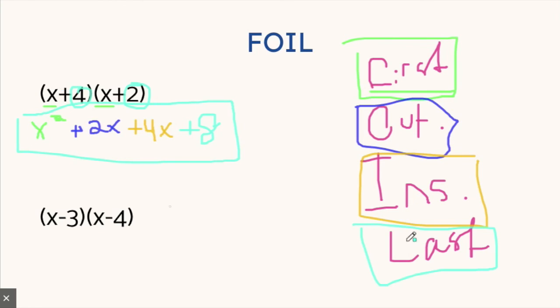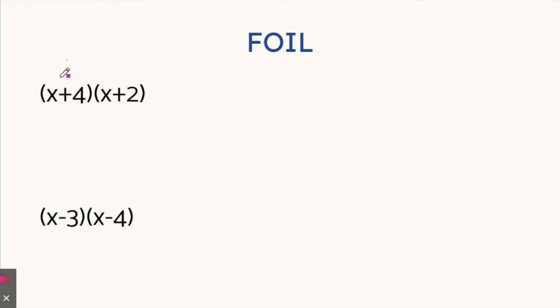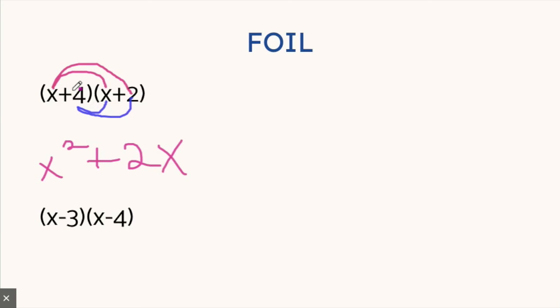Now, another way you can do this if you don't want to do the FOIL method is you can just draw your lines like this. This needs to be multiplied by this and this. And then this number is going to be multiplied by this and then this. Just like you're doing distributive property, but with both of the numbers. X times x is x squared. X times 2 is 2x. 4 times x is 4x. And 4 times 2 is 8.